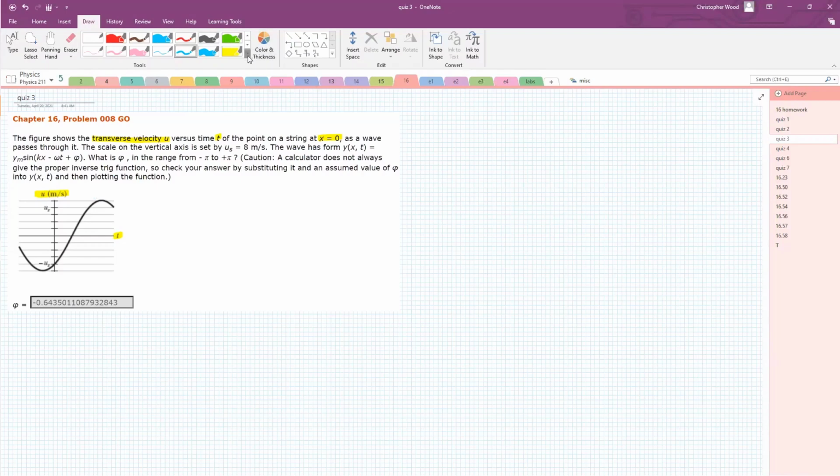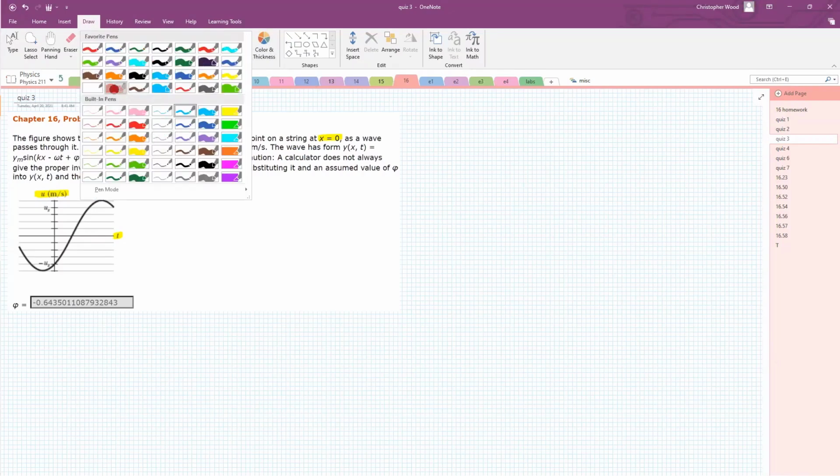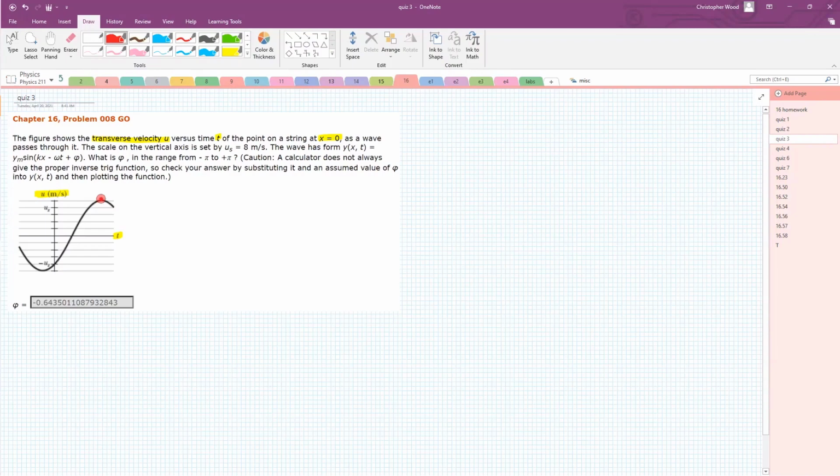So I'm instinctively looking at this point, that peak point right there. There's a peak point. That's sort of a natural point that catches your attention. And I'm looking at this point right here. Those are nice identifiable points.